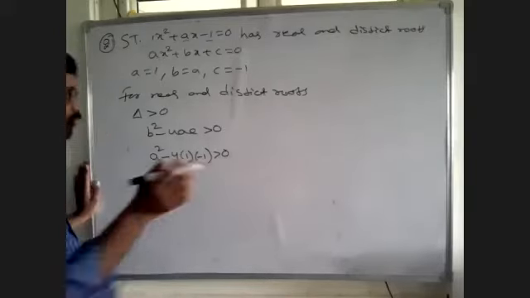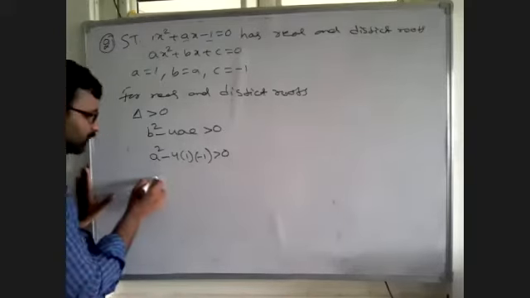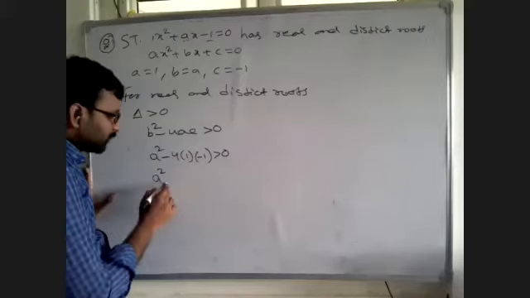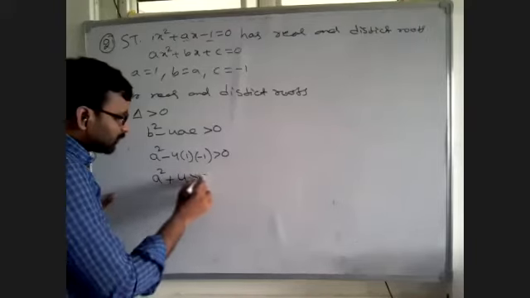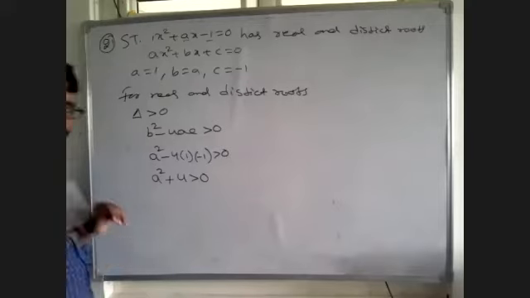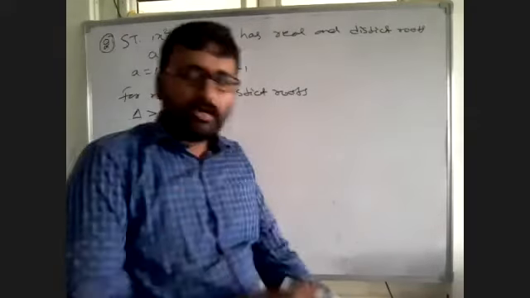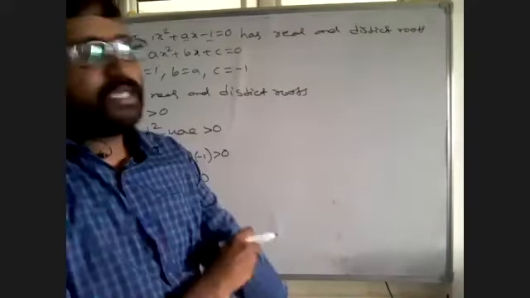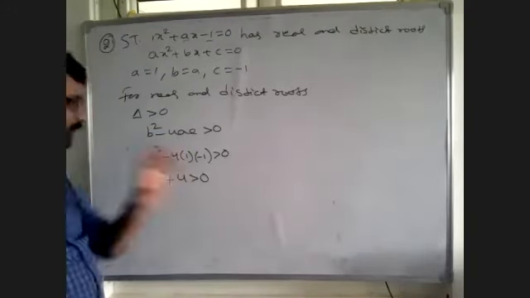So I will give you in two ways. This is one way I am taking, that is a square minus into minus plus 4 greater than 0. Finish question. Solution finish. How, sir? See here, a square plus 4 greater than 0.